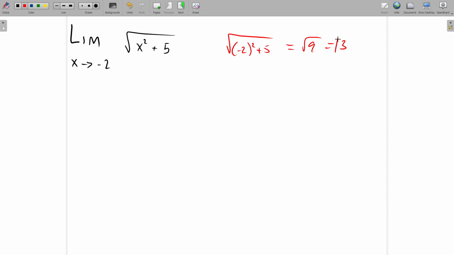So because we got an actual number answer, right, nothing happened. We're not dividing by 0. We're not taking the square root of a negative number. This is our final answer. This function must be continuous at negative 2, meaning the limit as x approaches negative 2 of this function is equal to the actual function value at that point, which is great. That means not much work for us.